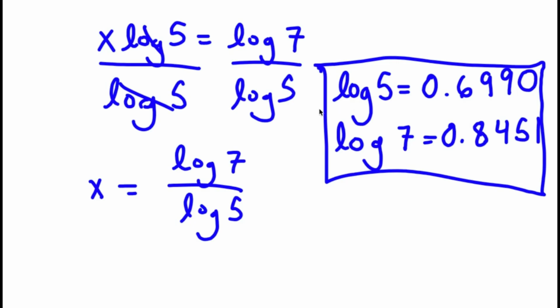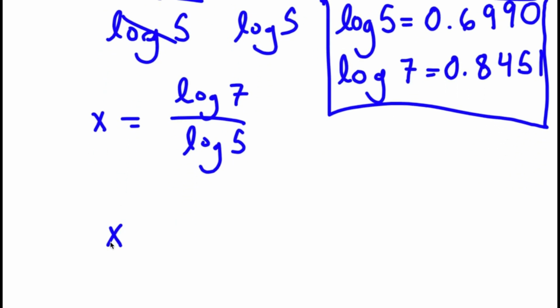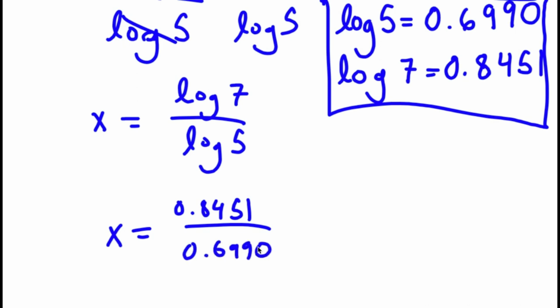Now, I know that log 7 is equal to 0.8451, and log 5 is equal to 0.6990. So now I have 0.8451 over 0.6990, which is equal to 1.2090. So this is my answer.